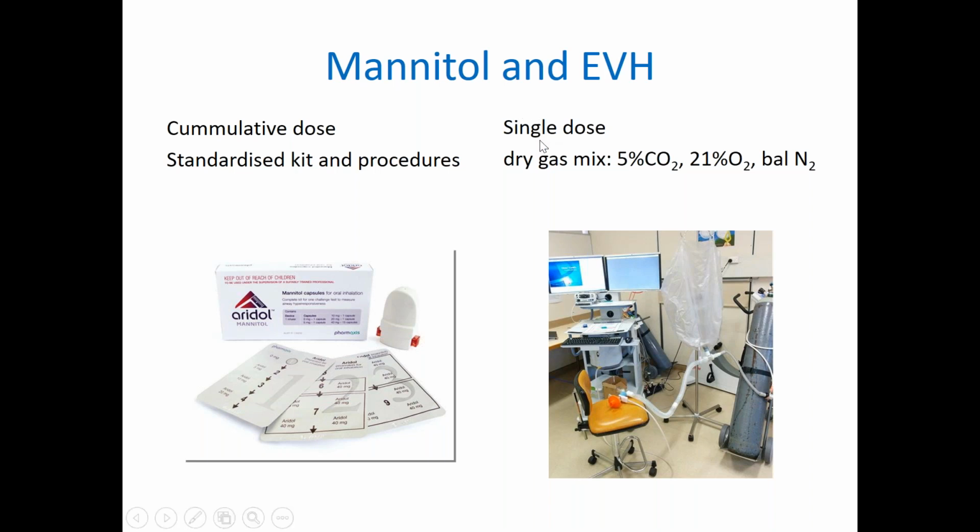The eucapnic voluntary hyperpnea challenge is a single dose challenge. What happens is the patient breathes a dry gas mix where we keep carbon dioxide level constant so that they don't blow off their CO2, and we get them to ventilate as hard as they can for a period of 6 minutes. We'll have performed spirometry prior to them doing this, and then after they've breathed as hard and as fast as they can for 6 minutes, we then monitor their spirometry and look for this drying of the airways and the inflammatory cascade to be triggered.